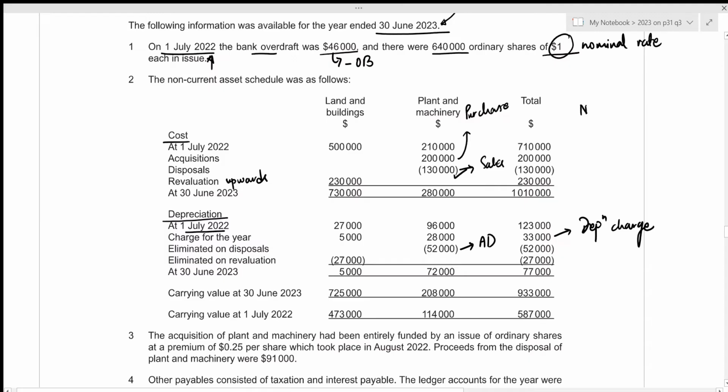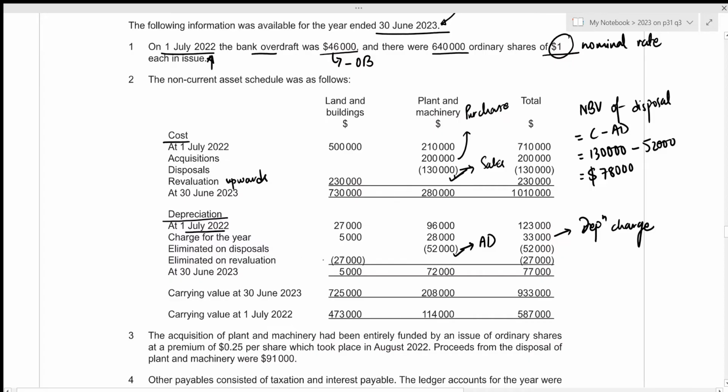Let's figure out the net book value of the disposed plant and machinery. So this is just going to be cost minus our accumulated depreciation. The cost in this case is given to be 130,000. Then we have the accumulated depreciation of 52,000. This gives the net book value to be 78,000. And always remember, we need to calculate the net book value in order to figure out whether there was a profit or loss on disposal.